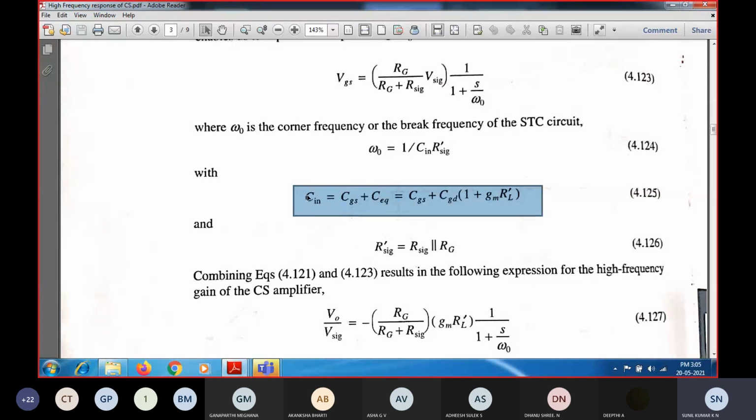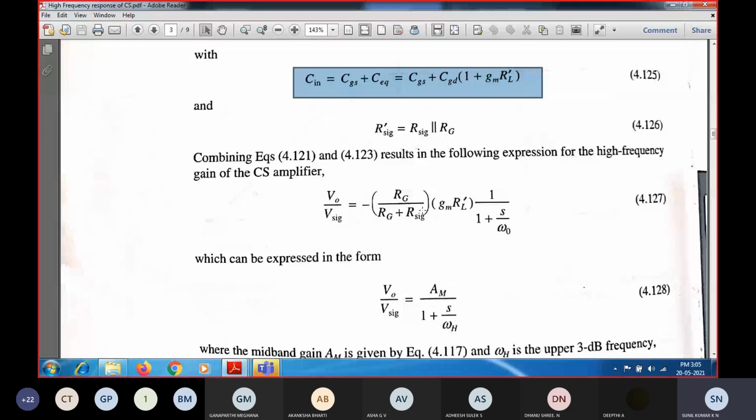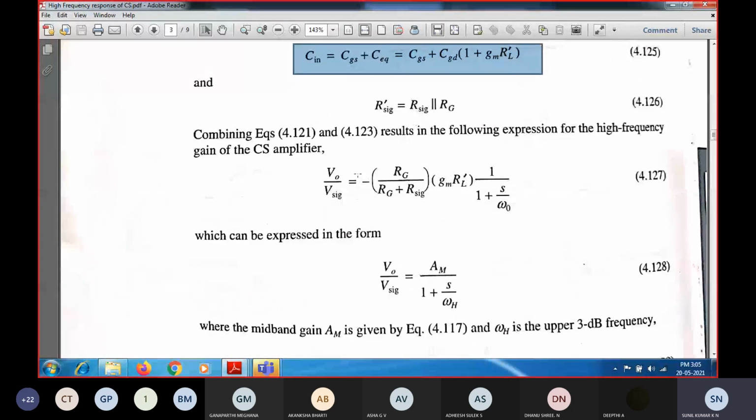Along with that, the resistance value also we have found at the input side. Now we can find the following expression for the high frequency. How do we find the high frequency? Go back to the high frequency response. That is the output of the amplifier. So V naught, the output voltage, will be equal to what? Minus gm into R L dash into VGS. So that is the given expression.